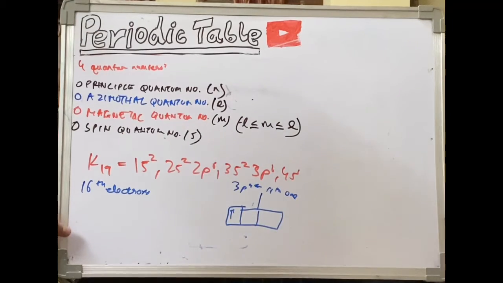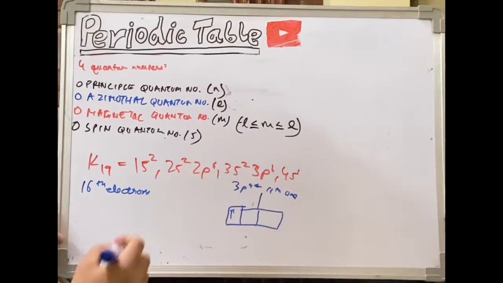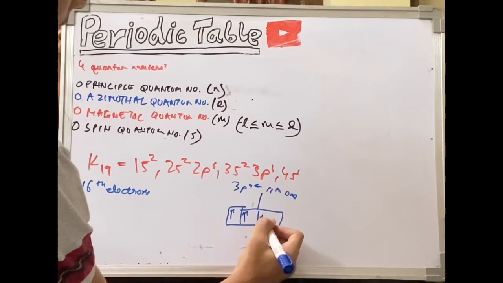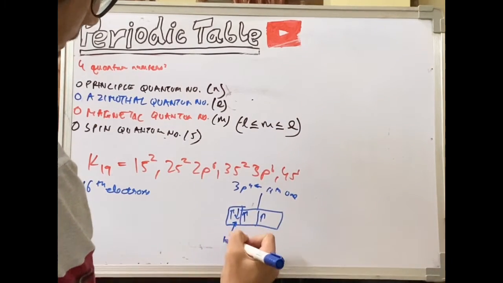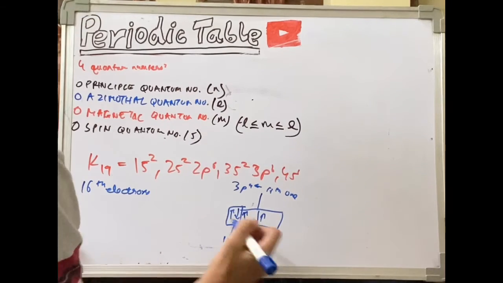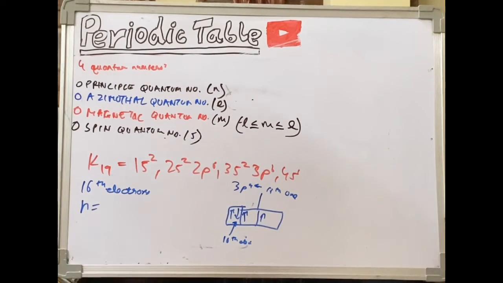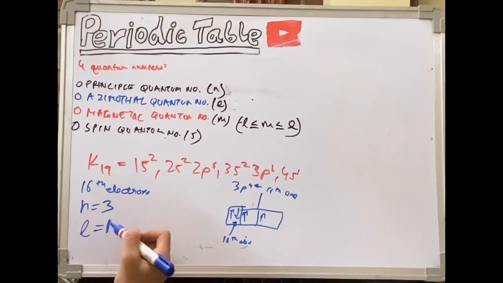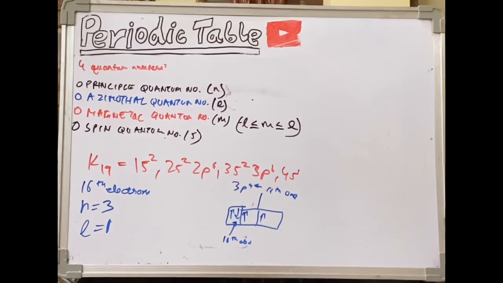So how much was this? This will be the 13th one, 14th, 15th, 16th. This is the one we have to find, the 16th electron. To denote n, it's easy. It will be 3. Now as it belongs in the P subshell, we can say that l will be 1, because the general value of P is 2. So l will be n minus 1. So l will be equal to 1.